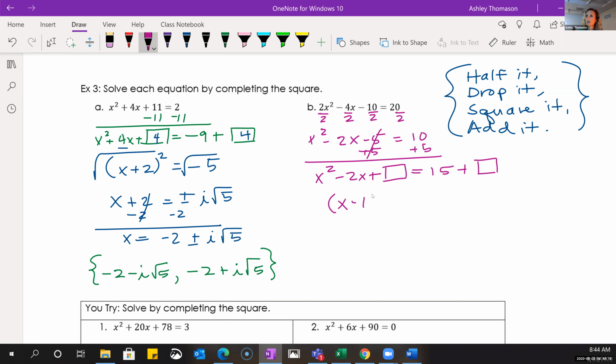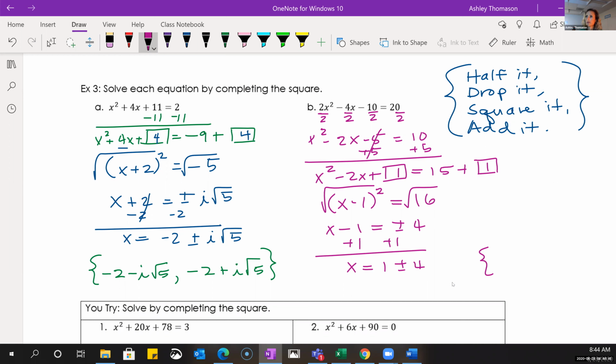So half of -2 is -1. Drop it into the parentheses, square it, and 1 squared is 1, add it to both sides. So on the right-hand side, I get 16. Now I'm going to square root, and I get x minus 1 equals plus or minus 4, and then add 1, and I get x equals 1 plus or minus 4. So my two solutions: 1 minus 4 is negative 3, and 1 plus 4 is 5.